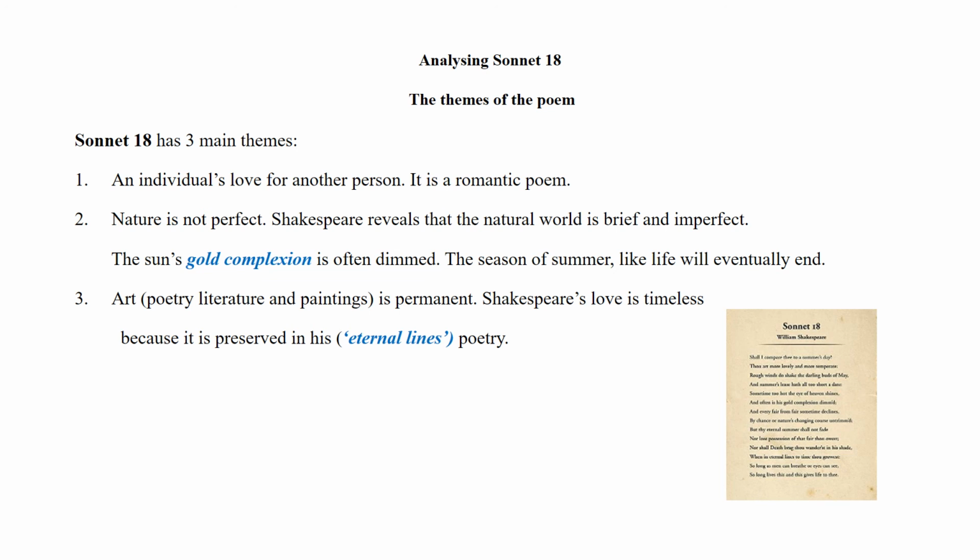Shakespeare reveals that the natural world is brief and imperfect. The sun's golden complexion is often dimmed. The season of summer, like life, will eventually end. Number 3. Art, poetry, literature and paintings are permanent. Shakespeare's love is timeless because it is preserved in his eternal lines of poetry.